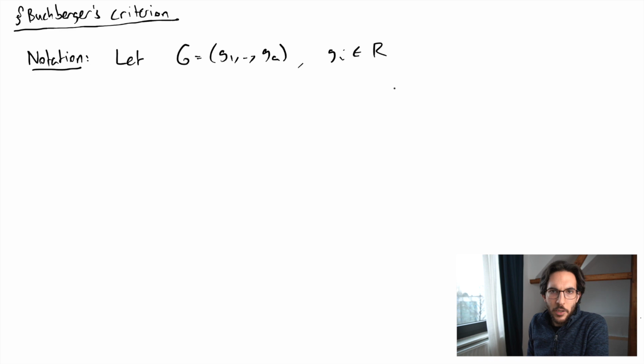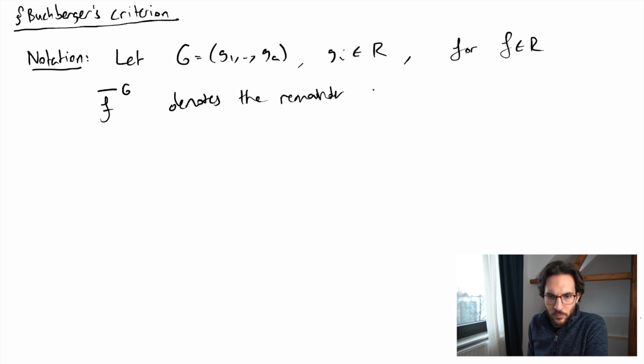If I take a sequence of polynomials, g1 through ga, then I'm going to denote the remainder of a polynomial upon division by this sequence as follows. Remember that our division algorithm associates to a polynomial, where we're dividing by a sequence of other polynomials, a certain remainder. We denote this remainder by f bar and the sequence g. If g was a Gröbner basis, then the order of the polynomials would not matter, but in general it does matter.